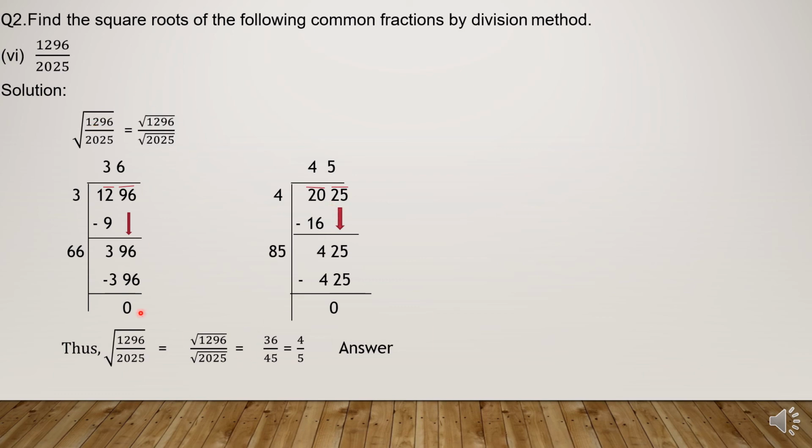Again rewrite this step. Now instead of 1296 we will write 36 and instead of 2025 we will write 45. 36 by 45. Now these values can be cancelled out with the table of 9. 9 5s are 45 and 9 4s are 36. 4 by 5 is our answer.